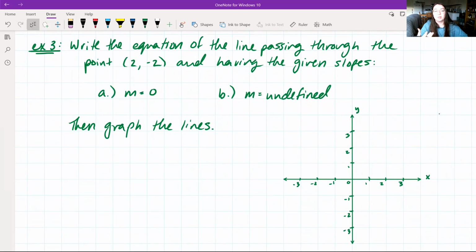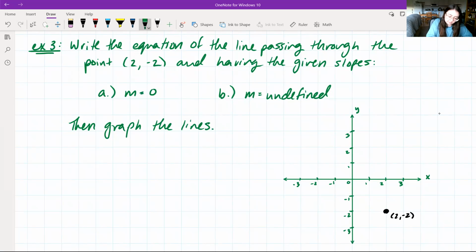So we can start by just plotting our point. We know that the point is (2, -2), and both of our lines are going to go through (2, -2). So we find positive 2 on our x-axis, and we go down -2. Let's plot this. So we have our given point, (2, -2).